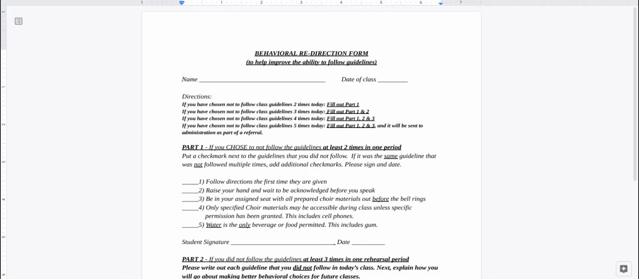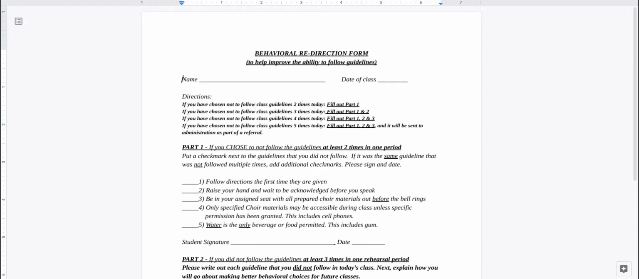Now, the first time they don't follow a guideline, we give them a warning. And we want to be clear and positive. We want to be friendly. We don't want them to think that we're angry with them, because if we do that, we are treating it like they're breaking a rule instead of not following a guideline. So the key is that we are really trying to encourage them to follow the guidelines that we have.